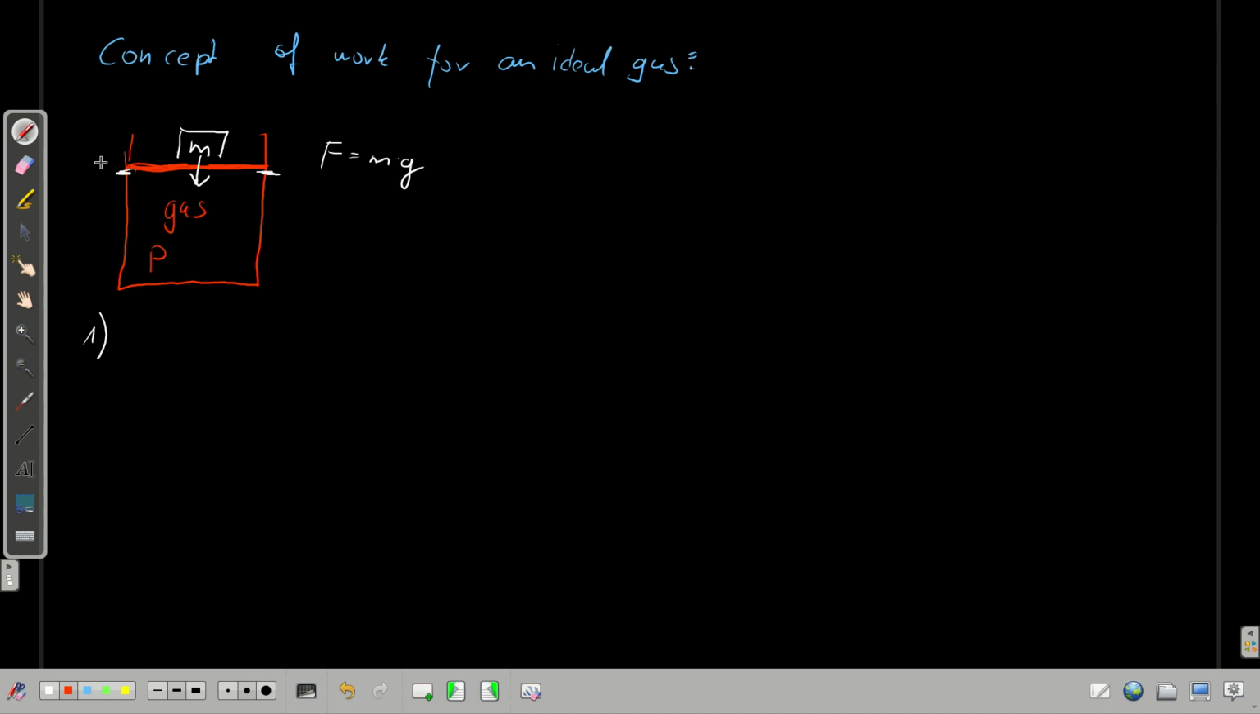And if I remove these holders here, then the lid will slide down until there is an equilibrium, or the gas cannot be compressed anymore by the weight here. Afterwards there is force equilibrium. So for completeness there is external pressure, and this would be state number 2.